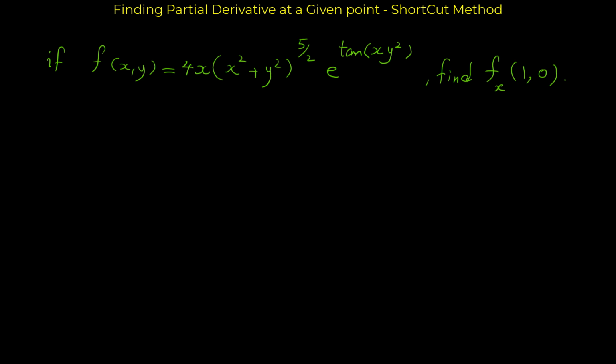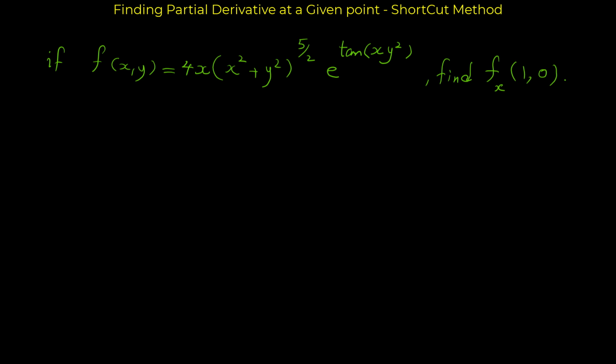In this video, I'm going to show you an example of finding a partial derivative of a function with one special trick. The function f is given: 4x times (x^2 + y^2)^(5/2) times e to the power of tangent of xy^2. And we want to find the partial derivative of this function f of x with respect to x at the given point (1, 0). So at the end, we want to plug in 1 for x and 0 for y. So we want the partial derivative value at this point.